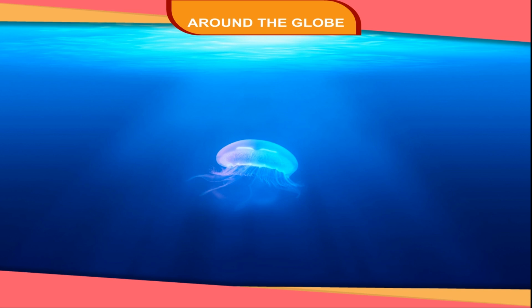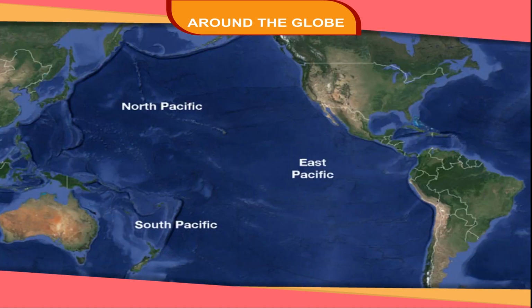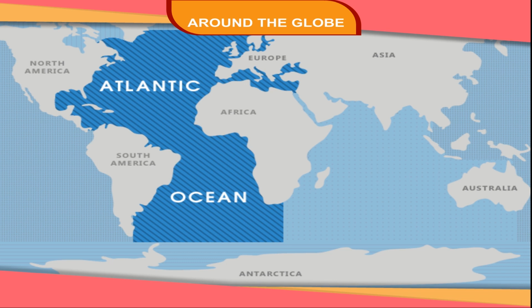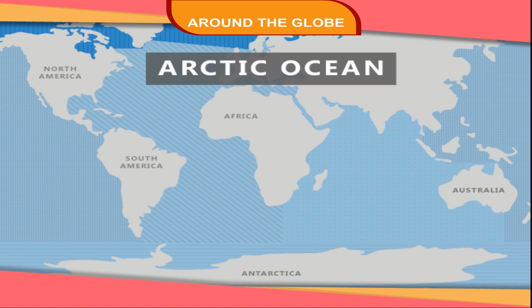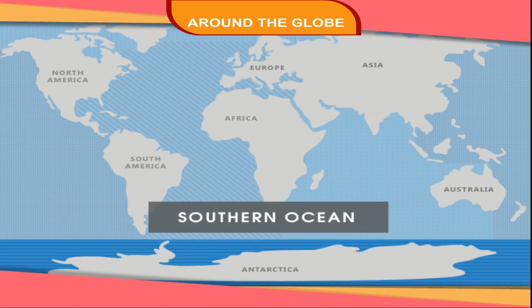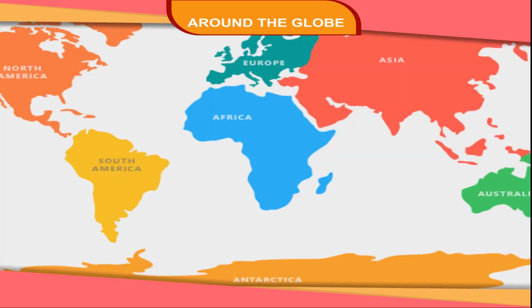The large water bodies of the earth are called oceans. There are 5 oceans in all. 1. The Pacific Ocean. 2. The Atlantic Ocean. 3. The Indian Ocean. 4. The Arctic Ocean. 5. The Southern Ocean. The large land masses of the earth are called continents.